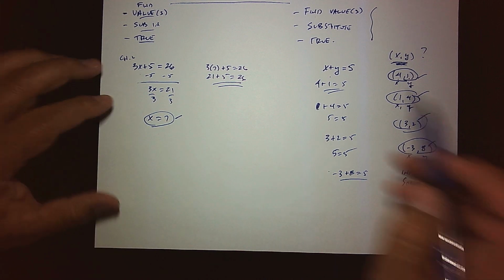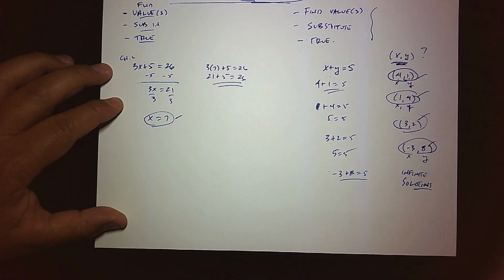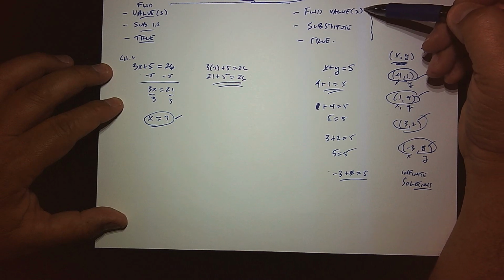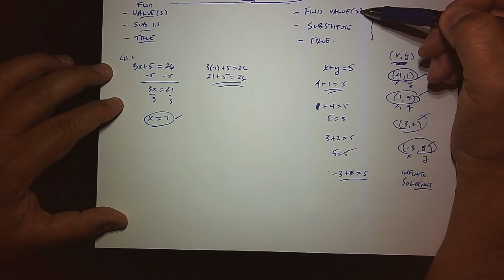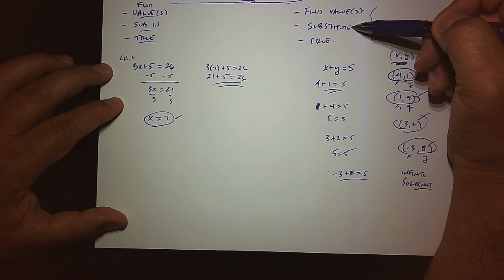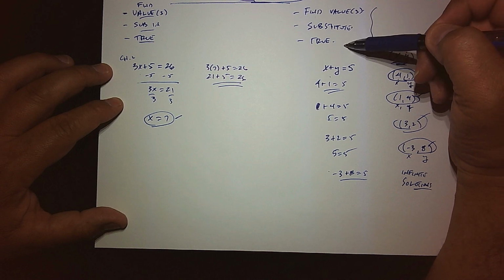For now, we know what a solution point is. It's still the idea that we're finding an ordered pair, so values of x and y that, when I substitute them into the equation, make the equation true.